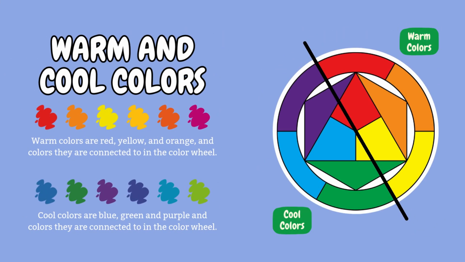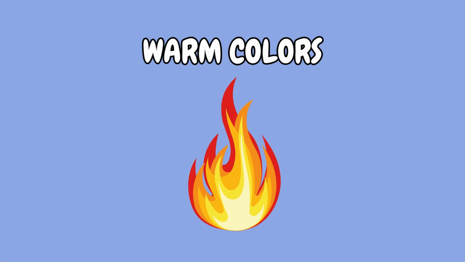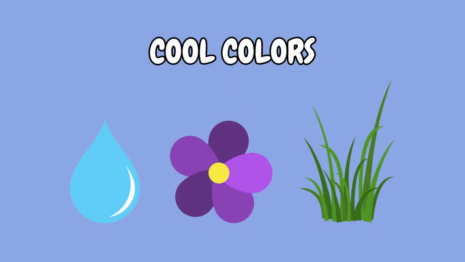Another thing that the color wheel can tell us is about warm and cool colors. Our warm colors, red, orange, and yellow, are on the right side of the color wheel, and our cool colors, purple, blue, and green, are on the left side. When we think of warm colors, we think of things like fire, so red, orange, and yellow, and we think of water or grass or nature when we think of cool colors like purple, blue, and green.